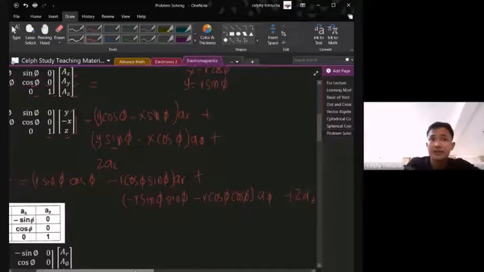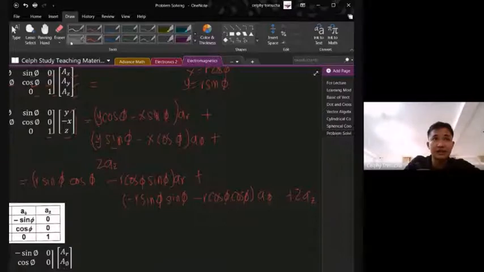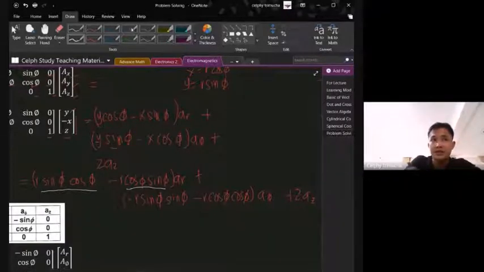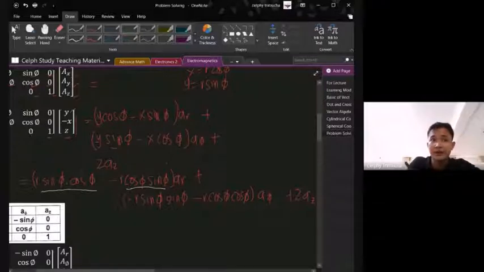Okay, so pwede pa natin ma-factor out, pwede pa natin ma-cancel or ma-manipulate ang ating equation. So take note lang of this one. We have r sine phi cosine phi minus r cosine phi sine phi. So parehas naman sila, so pwede natin ma-cancel out. So this one will be equal to 0 na lang.